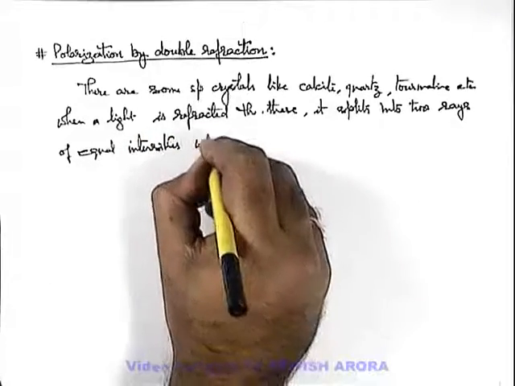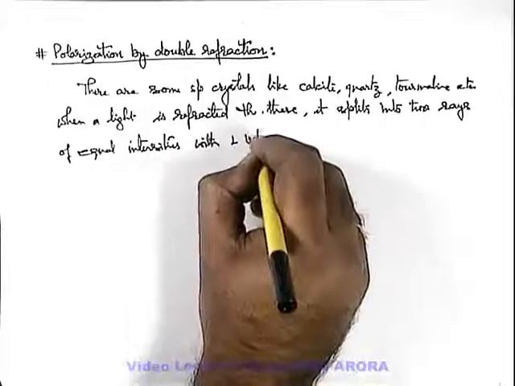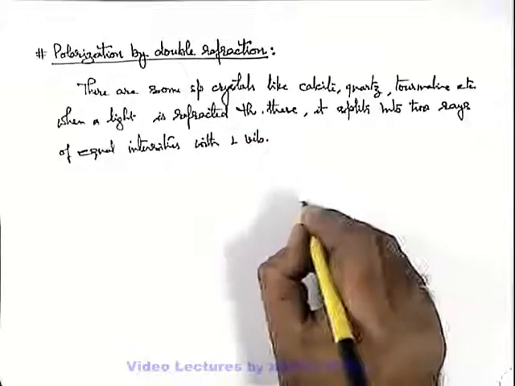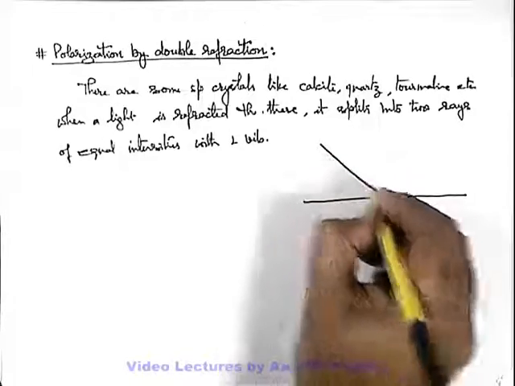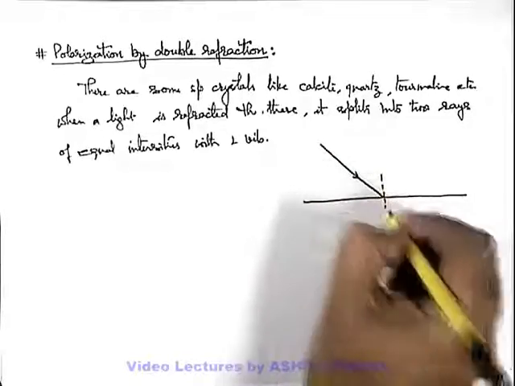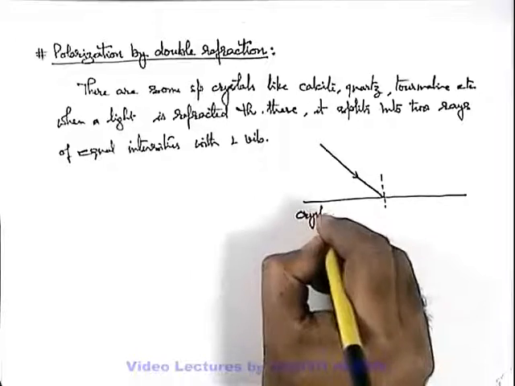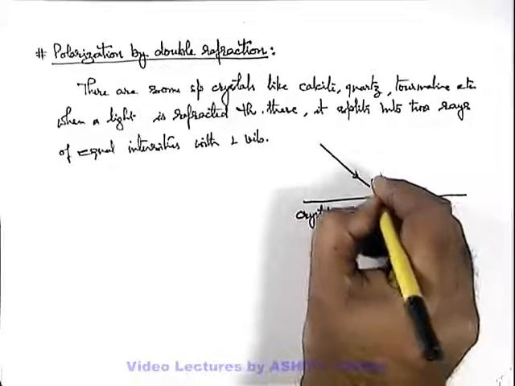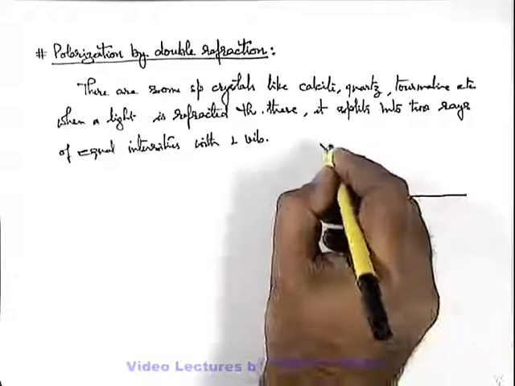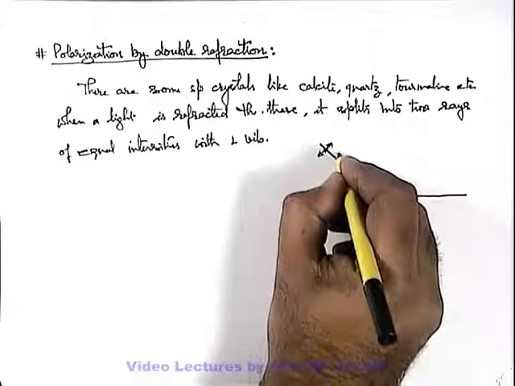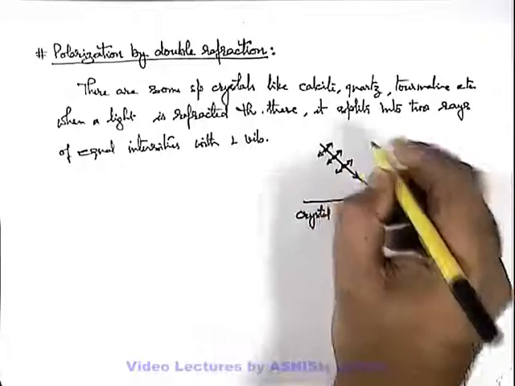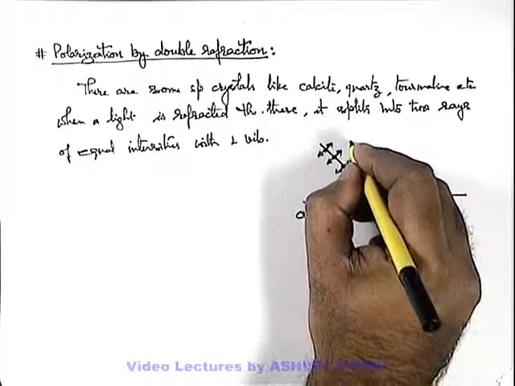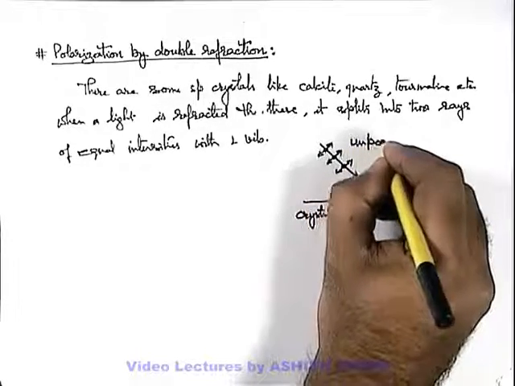with perpendicular vibrations. Like here you can understand it with the help of a diagram, like if an unpolarized light is incident on such crystals, say if this is a crystal and a light is incident at an angle of incidence I in which all the oscillations are present. Here this we can write as a normal light or unpolarized light.